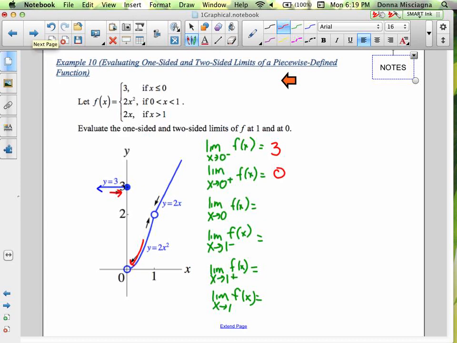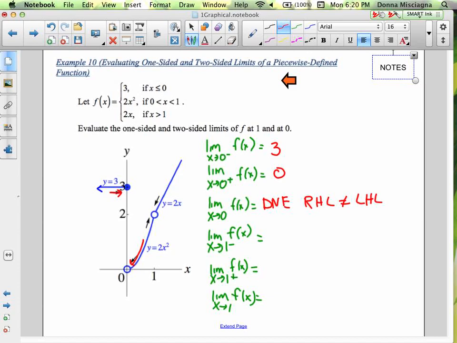Now how about the limit of our function as x approaches 0? Well, notice that the right-hand limit does not equal the left-hand limit. So that means that our limit does not exist there. There is no limit as x approaches 0 because we're not headed to the same place from the right-hand side and the left-hand side.